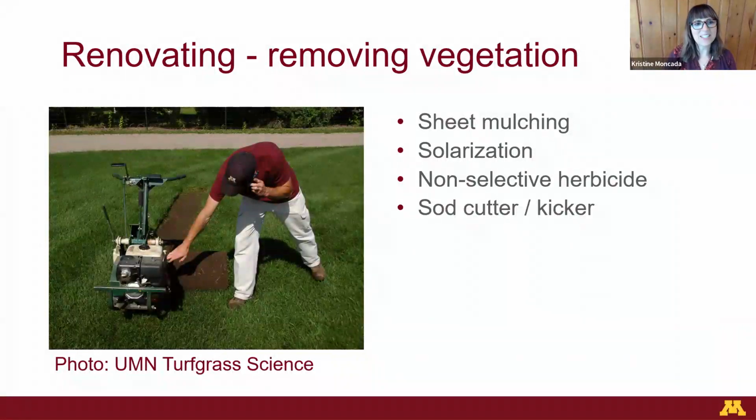So like I said, renovating is starting from scratch, and to start from scratch, you need a nice seed bed for that seed to grow in. So, ways to remove that existing turf. There's a lot of different ways to do that. You can do something like sheet mulching, which is like putting layers of newspaper or cardboard, and that over time smothers the turf. You can use solarization. That is using a clear plastic that you put over the turf, and over time the heat and the drought and the sun just kill the turf under there.